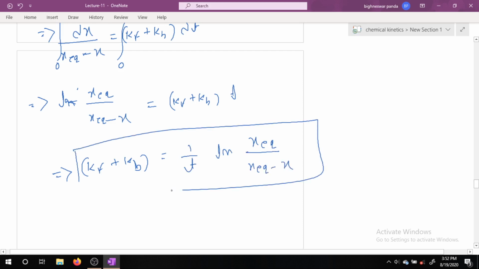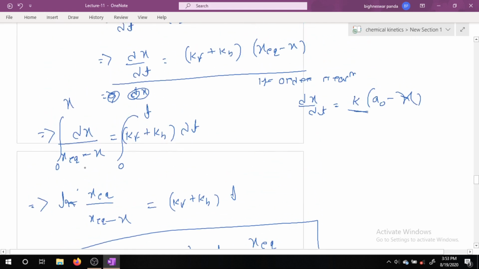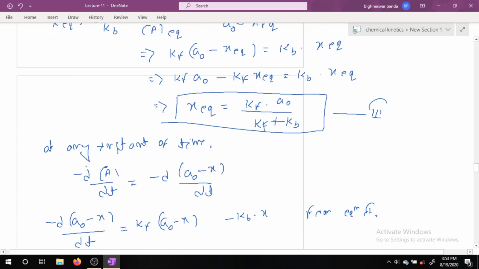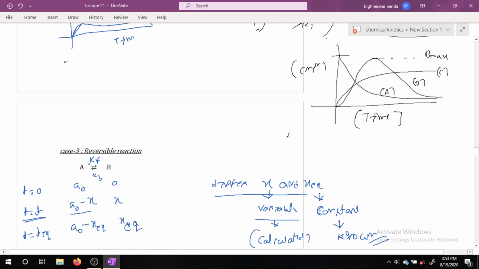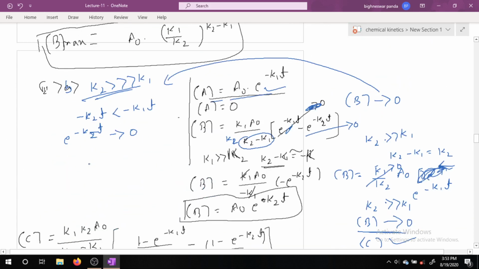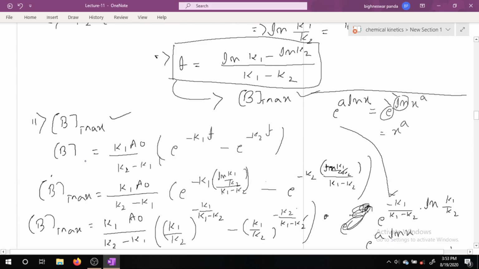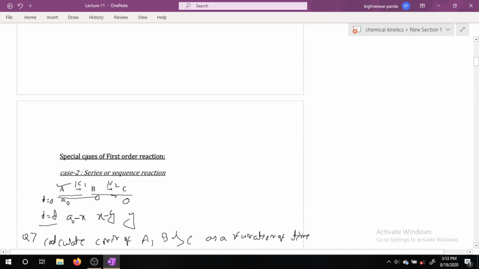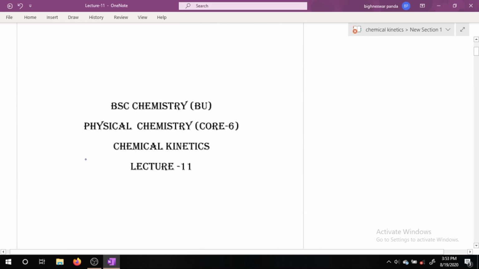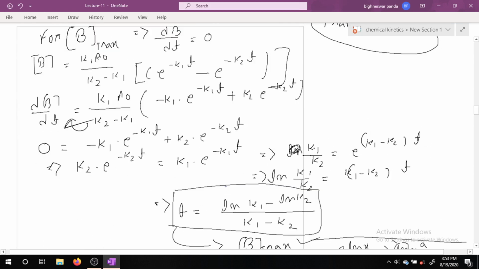This is all about the special cases of first order reaction, that is, the application of first order. We have already discussed that the special cases are the reversible reaction, sequential reaction and parallel reaction. So you have to make a note and practice very carefully. This is the last class of chemical kinetics.